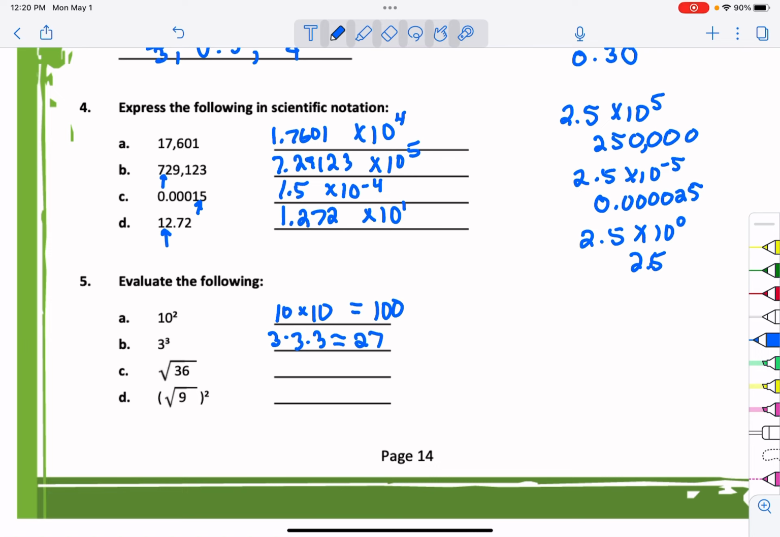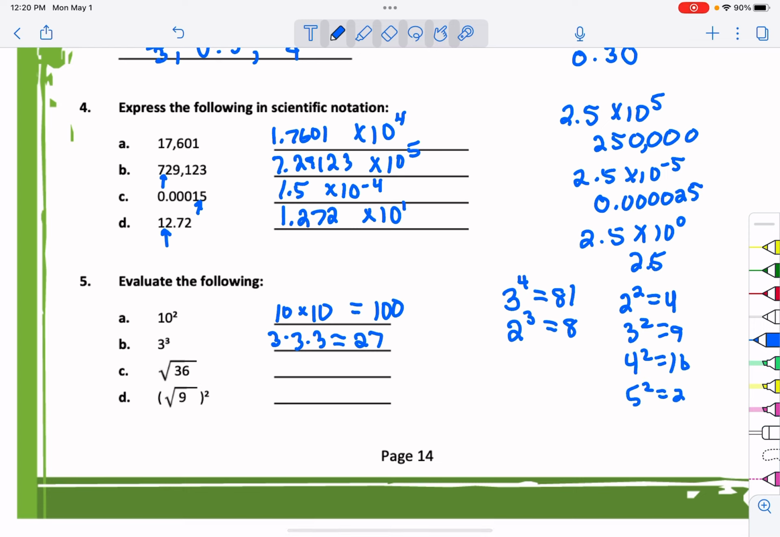Now let's go the opposite way. Okay, so if we have 3 to the fourth, that is 81. 2 to the third, that's going to be 8. So if we take a look at this notation, that is a square root. So let's look at squares. 2 squared is 4, 3 squared is 9, 4 squared is 16, 5 squared is 25.